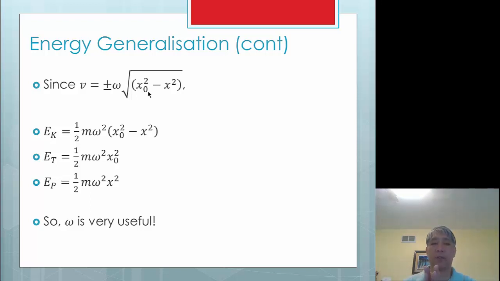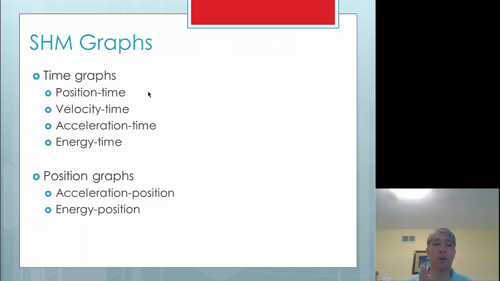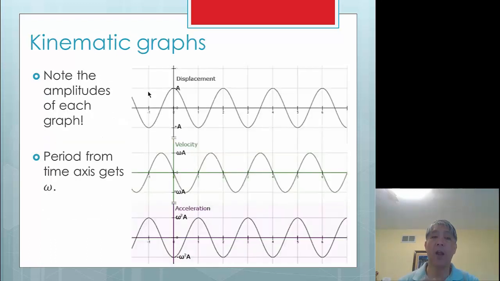It's just a matter of sticking in my values for x, for total energy and stuff like that. So it's important to be able to figure out or calculate what omega is from various situations. And so you're going to run across multiple graphs. We're going to have graphs both in the time axis and in the position axis, and we need to be able to pull omega from these graphs.